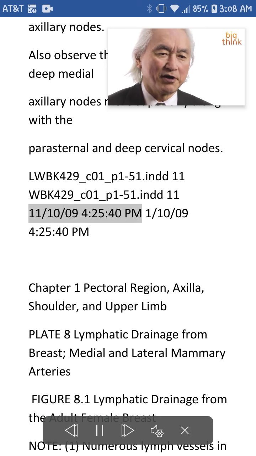LWBK429_C01_P1-51.IN11 WBK429_C01_P1-51.IN11 November 10, 09:425 and 40 seconds PM January 10, 09:425 and 40 seconds PM Chapter 1 Pectoral Region, Axilla, Shoulder, and Upper Limb.